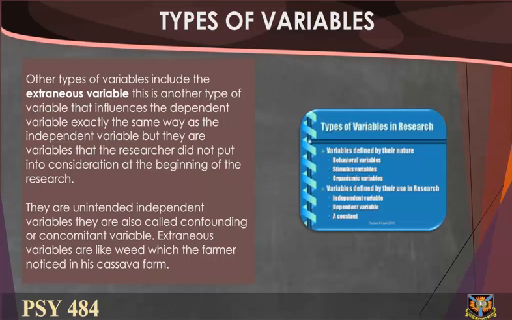Other types of variables include the extraneous variable. This is another type of variable that influences the dependent variable exactly the same way as the independent variable, but they are variables that the researcher did not put into consideration at the beginning of the research. They are unintended independent variables. They are also called confounding or concomitant variables. Extraneous variables are like weeds which the farmer noticed in his cassava farm.